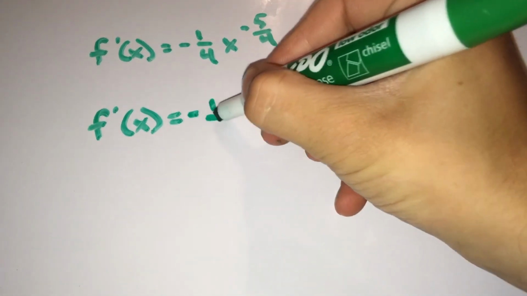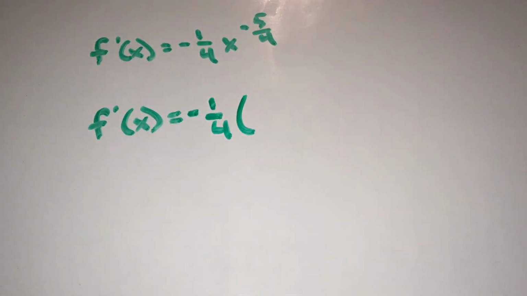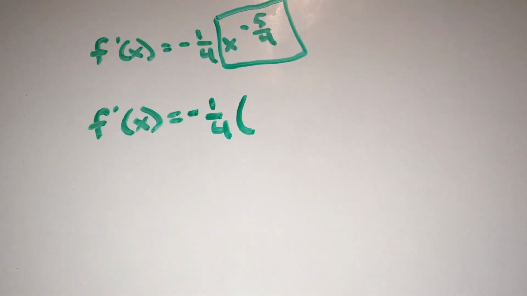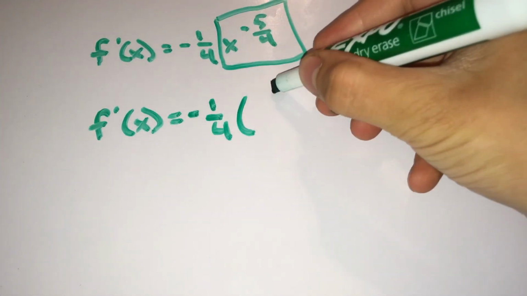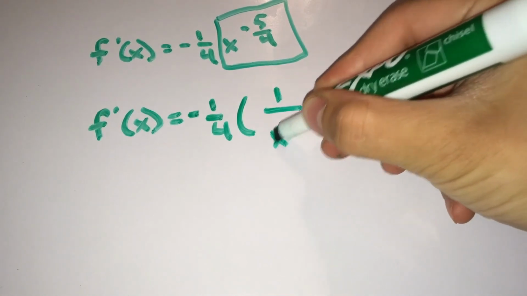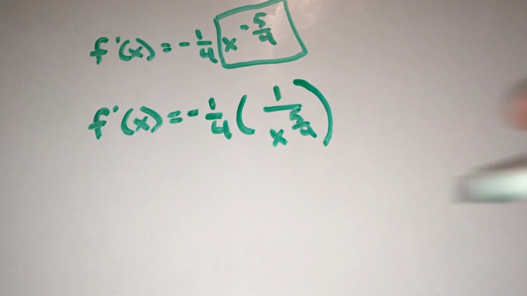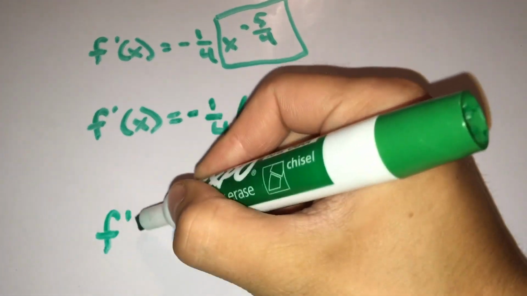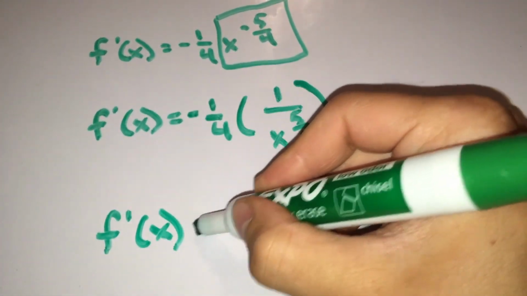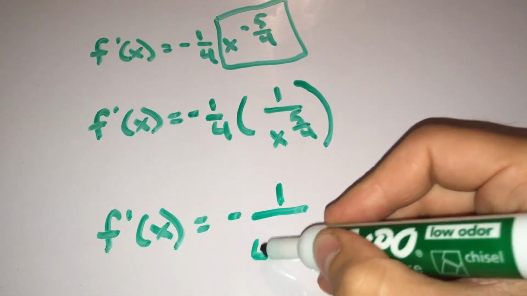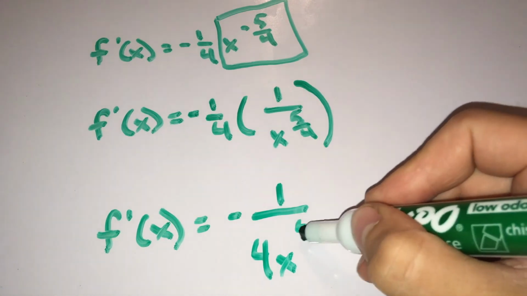So from here I'm going to leave our negative 1/4 alone, and you'll notice we have x to the negative 5/4. So we can actually go ahead and rearrange that as 1 divided by x to the 5/4. And then we're going to go ahead and multiply these fractions together, and that'll give us our derivative, which is negative 1 divided by 4x to the 5/4 power.